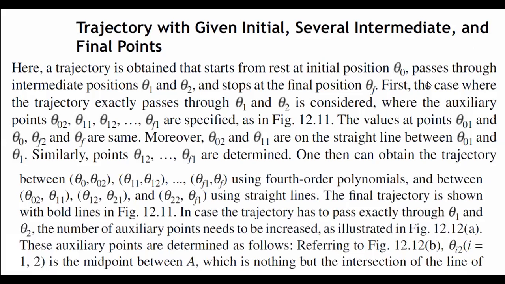The values at points theta naught 1 and theta naught, theta f2 and theta f are the same. Moreover, theta naught 2 and theta 1 are on the straight line between theta naught 1 and theta 1. Similarly, points theta 1 2 dot, theta f1 are determined. One then can obtain the trajectory between theta naught and theta naught 2, and theta 1 theta 1 2 dot theta f1 theta f using fourth order polynomials, and between theta naught 2 theta 1 theta 1 2 theta 2 1 and theta 2 2 theta f1 using straight lines. The final trajectory is shown with bold lines in figure 12.11.